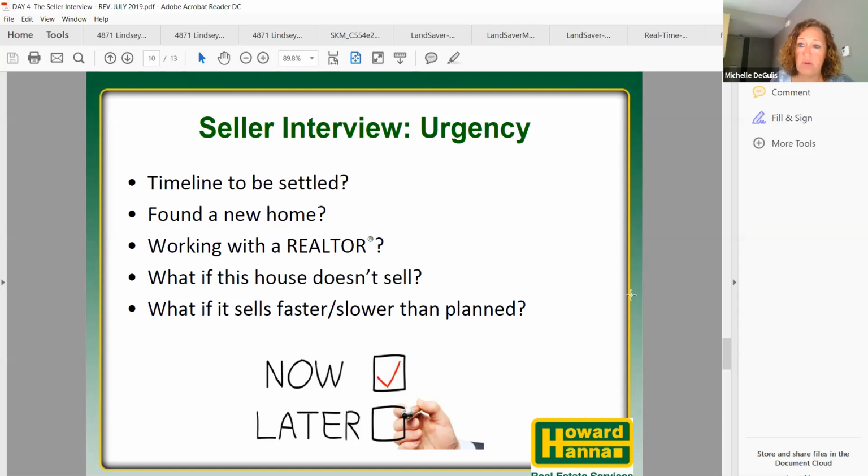As most of us know, in today's current market situation, where houses are going under multiple offer situations over and over and over again, there could be that they don't have a new home to move to. So that could change their urgency on getting their home sold. Are they working with a realtor? That's always a good idea to find out.